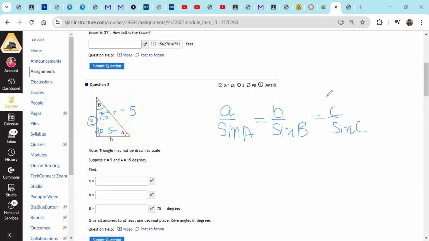Now, by looking at the question, we know c. We know the angle C also because that's 90 degrees. We know this, we know the angle A, and we want to find side a. So we will use these two: a over sine A equal to c over sine C.